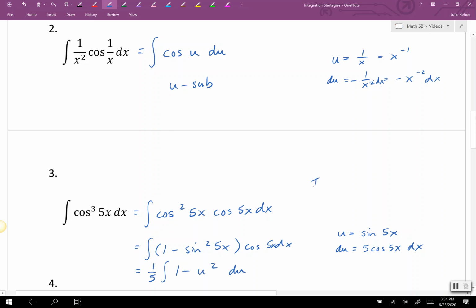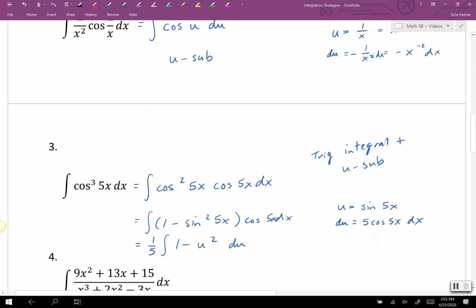So this was a trig integral and a u substitution that I did here. And I didn't even have to get very far down the list before I came up with a solution.